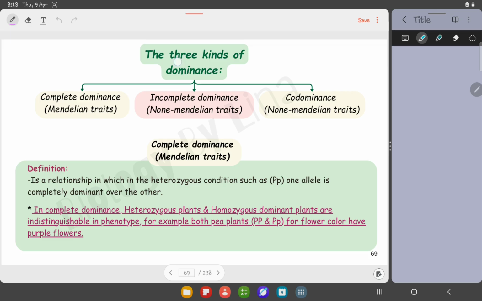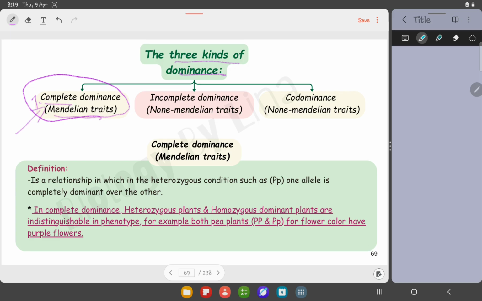Now we will talk about the three kinds of dominance. We talked about the first one. We said that it is complete dominance. It's Mendelian genetics. What we talked about before, about the pea plant, about the guinea pig, and the rabbit coat color, all of these were Mendelian genetics and Mendelian traits. We said we have complete dominance. They are named as complete dominance.